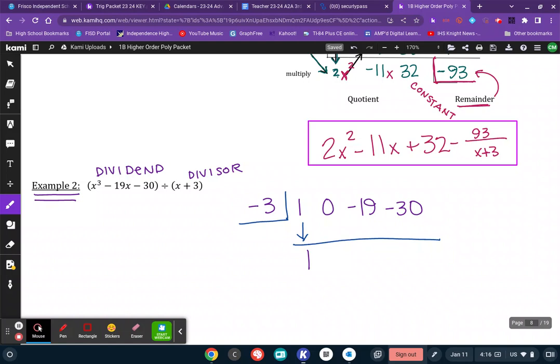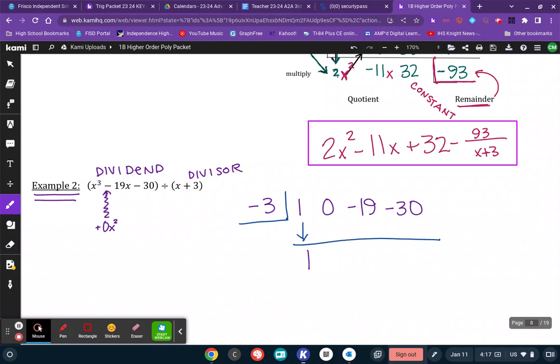Okay, so my dividend was missing a power of x. I'm missing an x squared term. So I basically have to put in a placeholder. I have to put in a 0x squared in order to account for that position in my division problem. List the coefficients, including that 0 there.